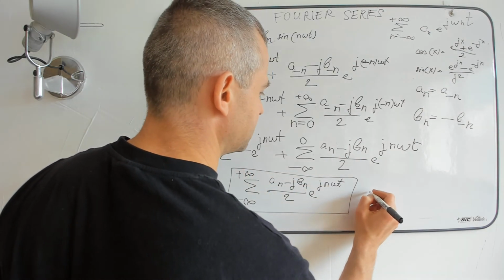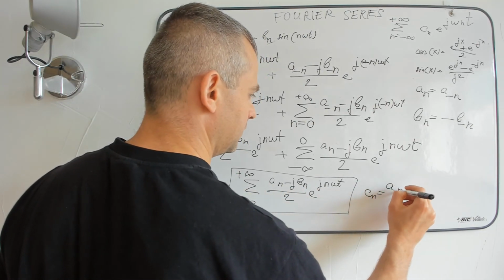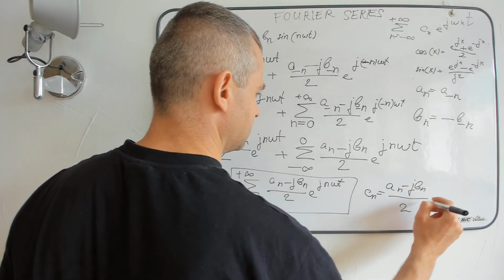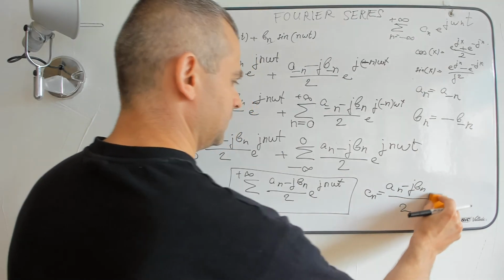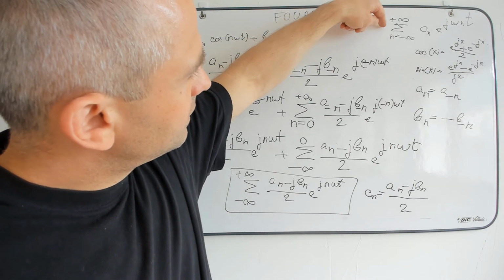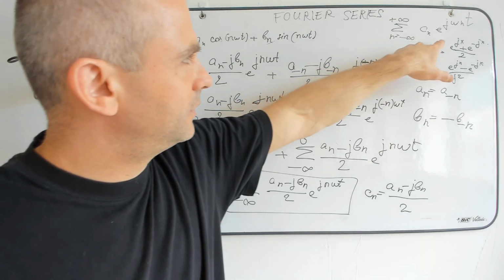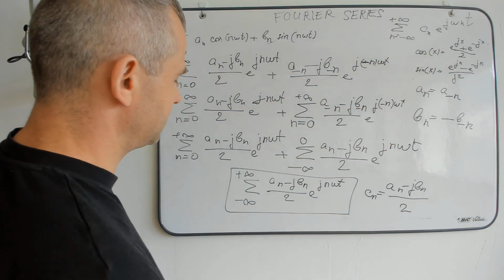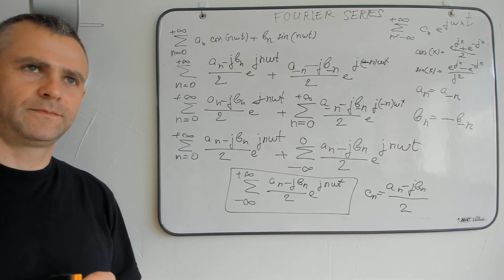And our term cn is actually an minus jbn divided by 2, and this is how we proved that this formula and this one are the same. It's just another representation of Fourier series. Thank you.